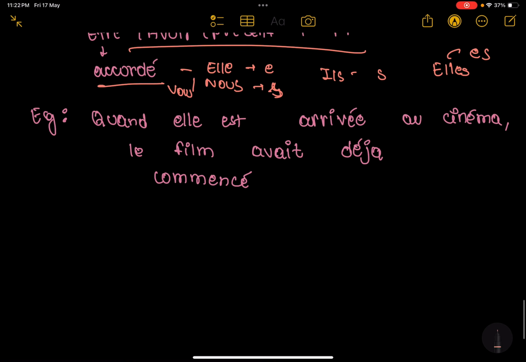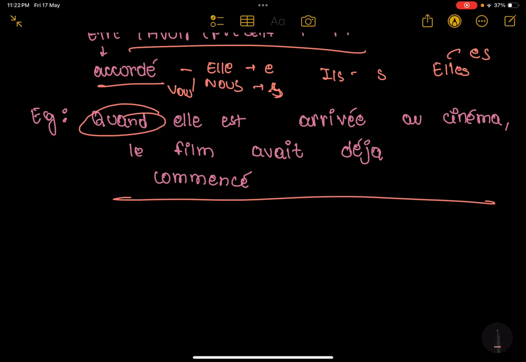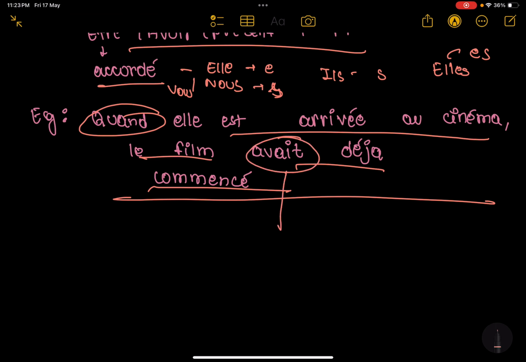This is the example that I have taken. Quand, so this is the connector. This is a complicated and long sentence. Elle est arrivée au cinéma. Le film avait déjà commencé. So when she arrived at the cinema, the film had already started. This is the had already started. Which tense is this? This is plus-que-parfait, so it is being accompanied by a subsequent past tense.